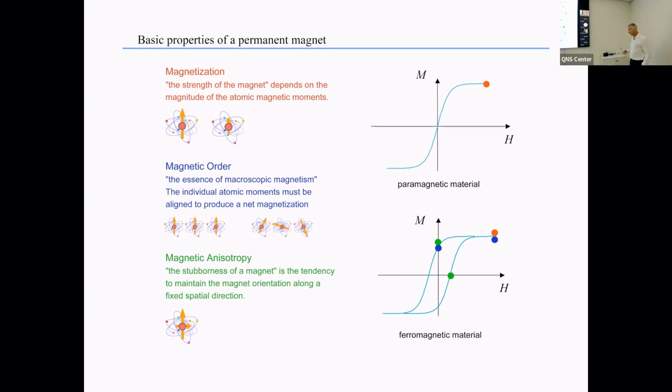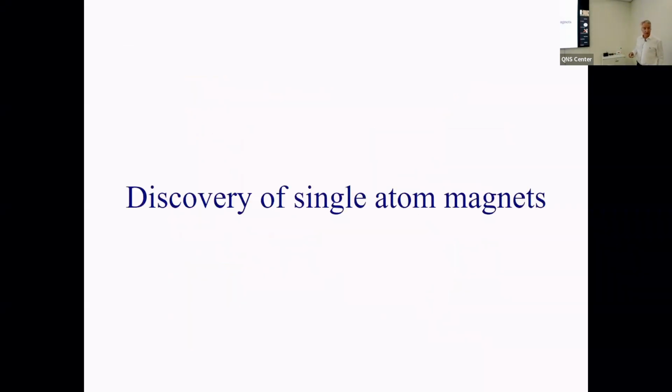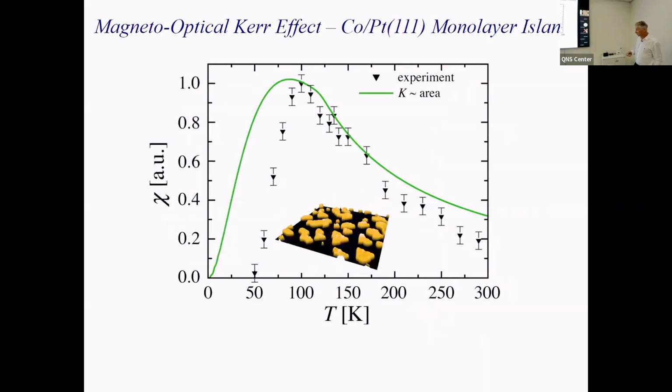So now let's go into low-dimensional systems. And I don't start immediately with single atoms. I want to start with bigger islands, just to make things very plausible for you. We start with islands which are about 1,000 atoms in size. And you can see here, we have these cobalt islands. They are a monolayer high, and they are sitting on a platinum 111 surface.